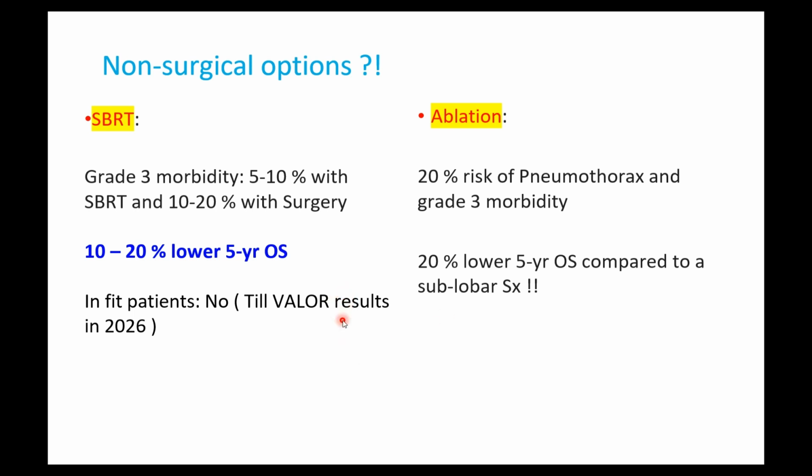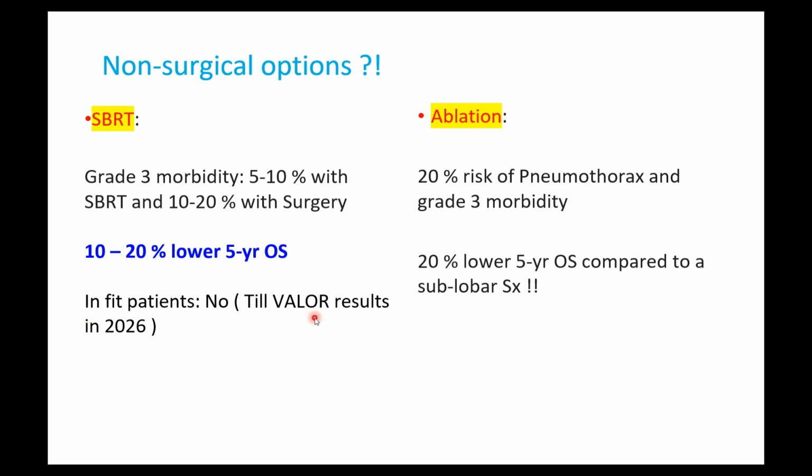Sorry. Non-surgical options. Patients are not fit for surgery at all. Multiple comorbidities, pulmonary functions are not good, chronic smoker, emphysema lung. So post-operatively, pulmonary complications are going to be very high. So there are two options: radiation and ablation. So in radiation, the morbidity is lesser compared to surgery in such unfit patients. So we are compromising on the oncological outcomes because we don't have a choice. 10 to 20% lower 5-year overall survival.